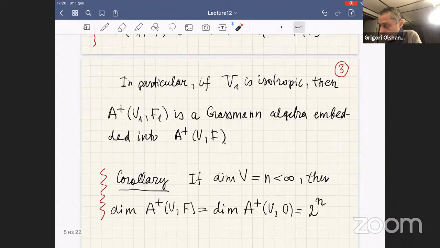Another trivial observation is as follows. If our space is finite dimensional of dimension n, then the dimension of a Clifford algebra is the dimension of a Grassmann algebra, and it is equal to this quantity. Okay.